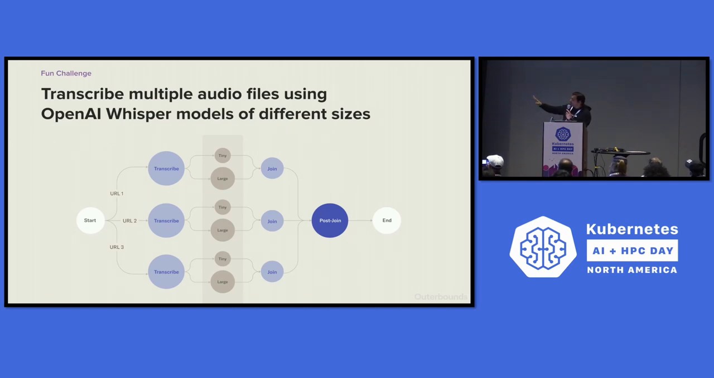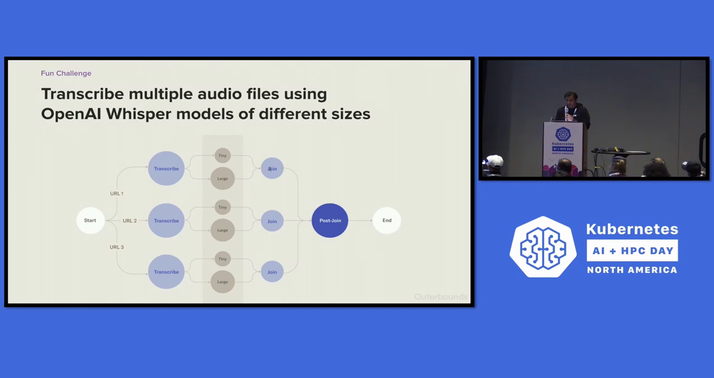If you see this flow from left to right, we have a start step, and there we want to transcribe three URLs, so basically three files that are available as URLs. In each of these cases, we want to use the tiny model and the large model. So we have the tiny OpenAI Whisper model and the large model, transcribe the same file with both of these, and then do a join so that you get the results.